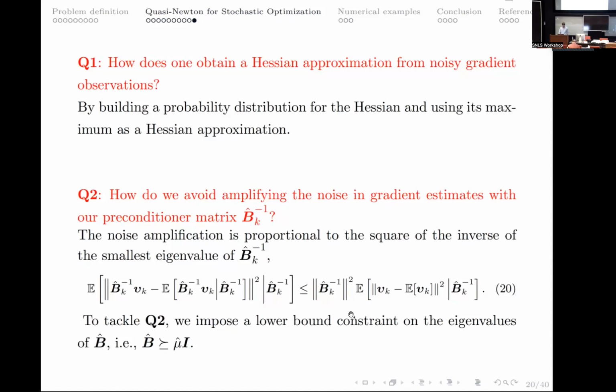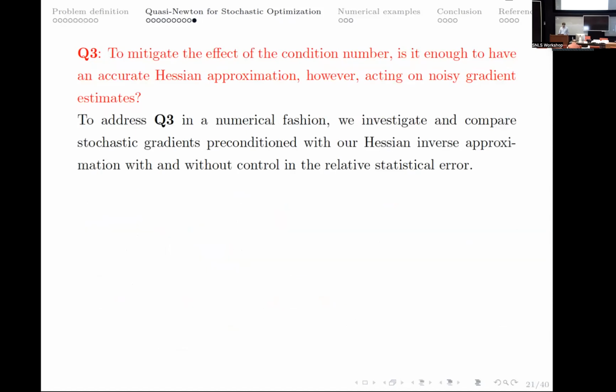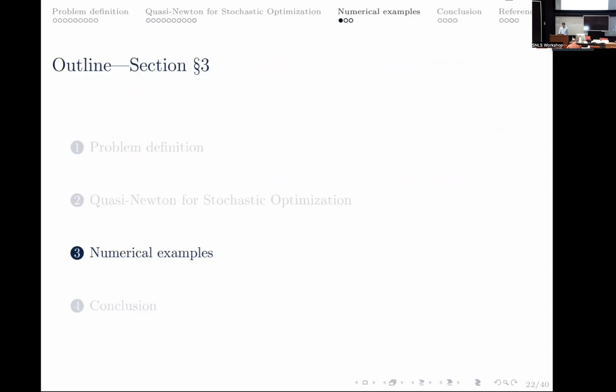And finally, how do we check if this approach works? We have to look at the numerical examples, where we will compare the situation where we precondition SGD with our Hessian inverse, and we control and then do not control the error to see the difference. Okay, so let's look at some numerical examples. We're going quite fast.